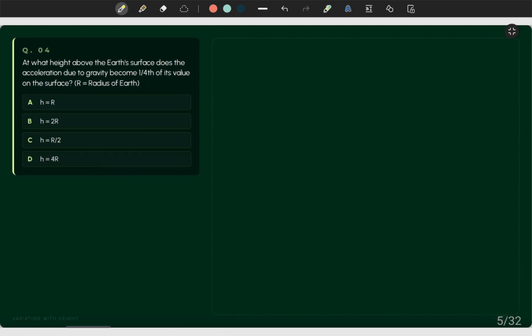Question number 4. At what height above the earth's surface does the acceleration due to gravity become 1/4 of the value at the surface of the earth? So variation of g due to the height is given by g at the surface into r by r plus h whole square, where h is the height.